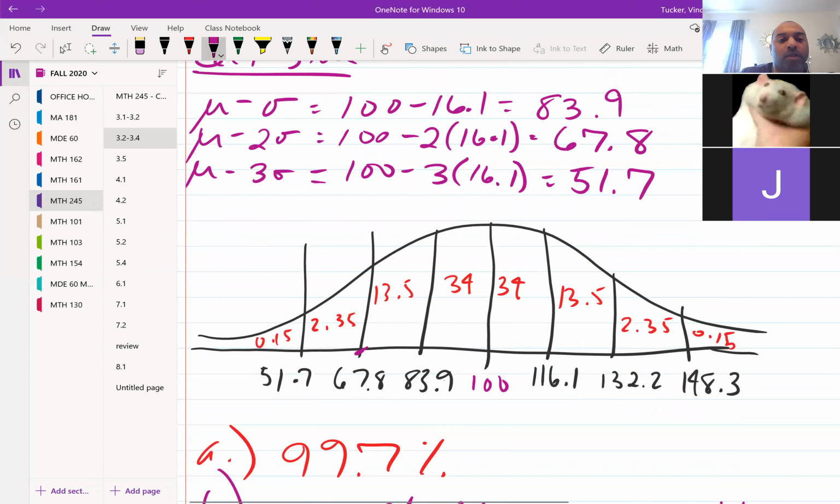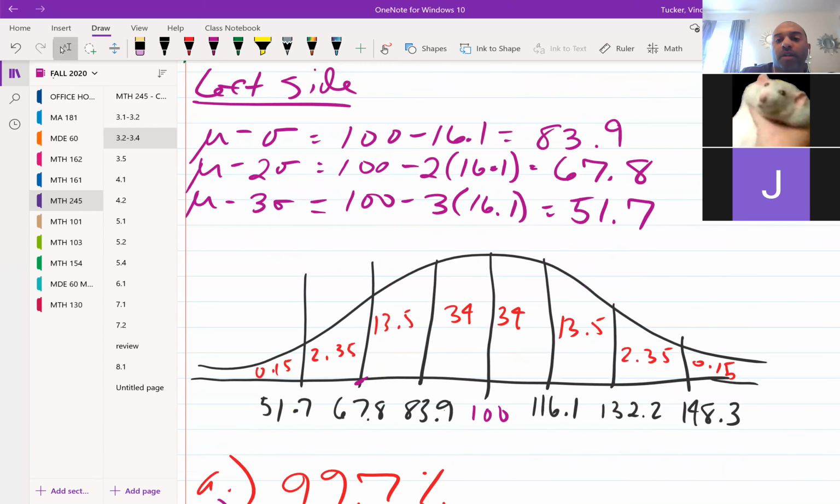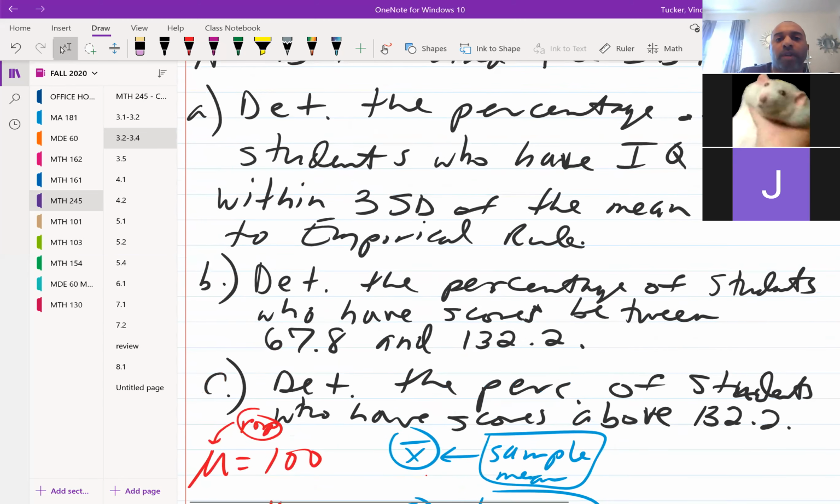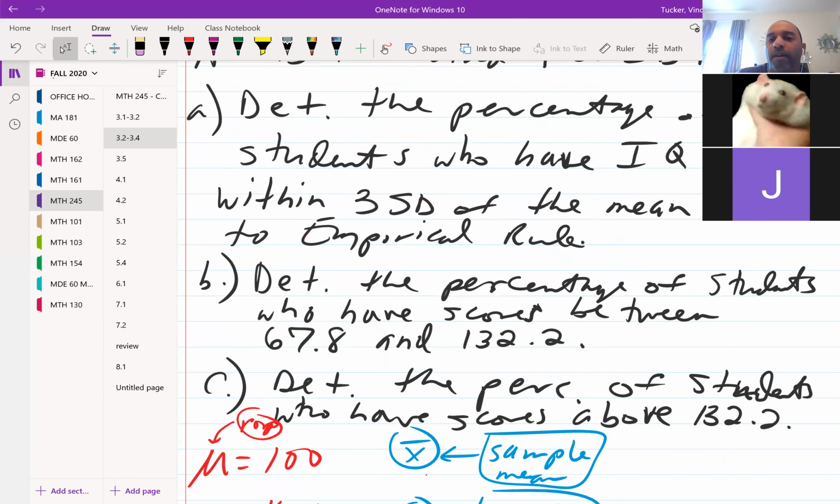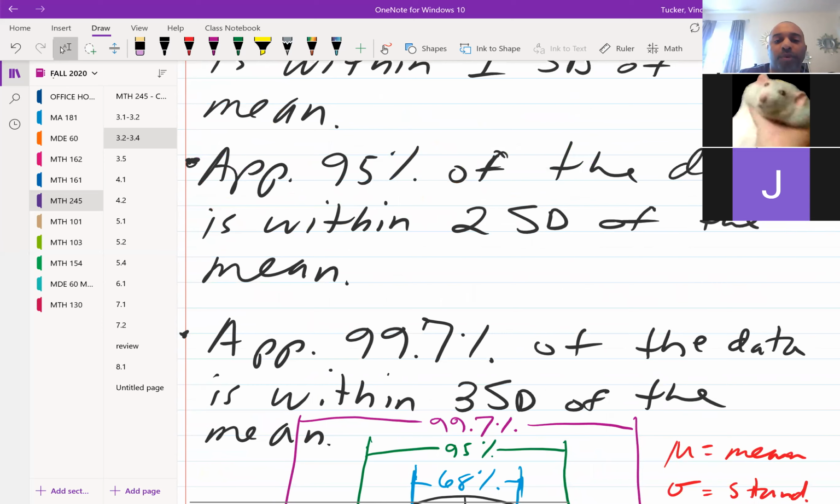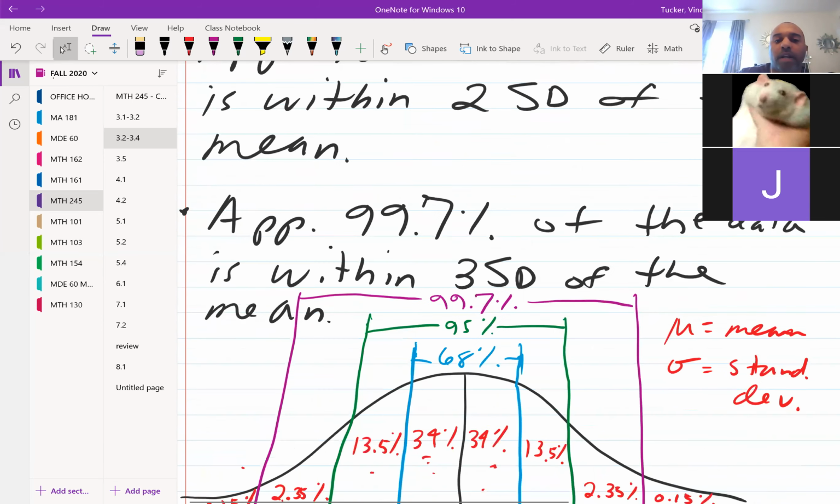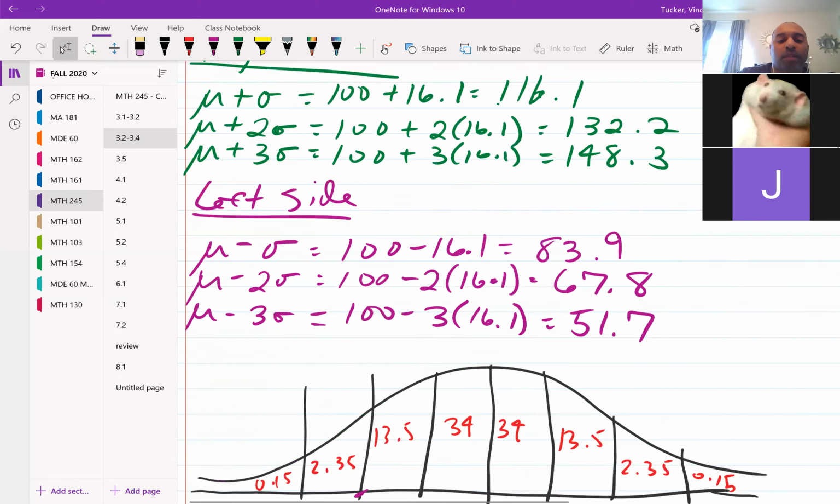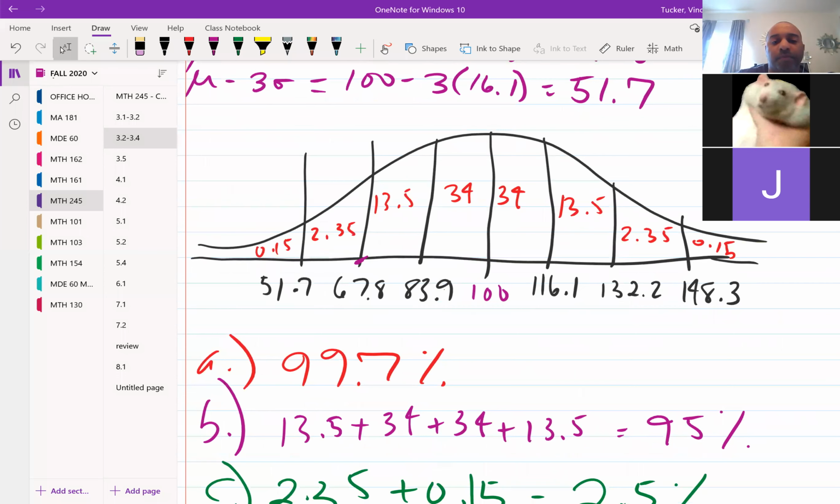All right. So let's look at what they would ask us out of number 1. It says determine the percentage of students who have IQ scores within 3 standard deviations of the mean according to the empirical rule. So we really didn't have to do any calculations for letter A. That goes back to what the empirical rule states, that 99.7% of the data is within 3 standard deviations of your mean. And that's what they asked us. So A would have just been 99.7%.